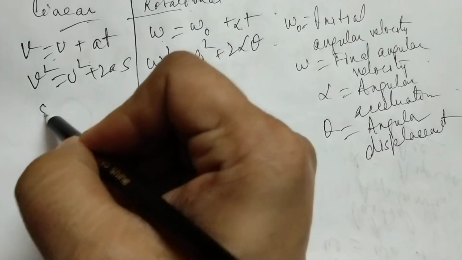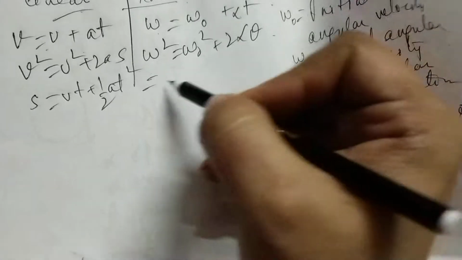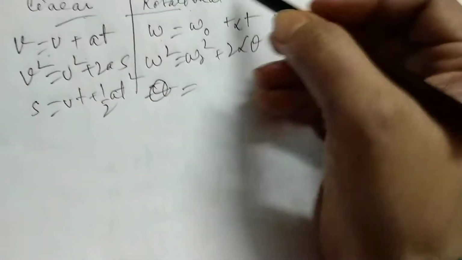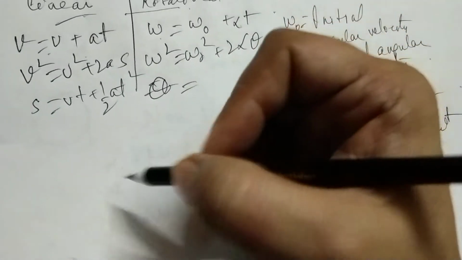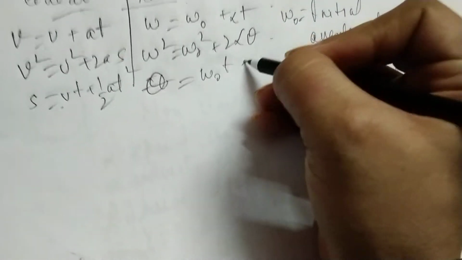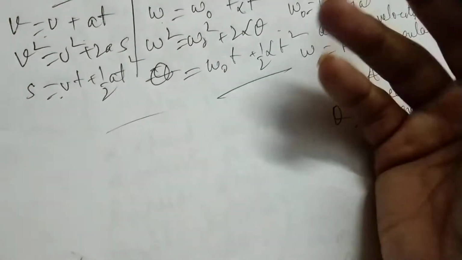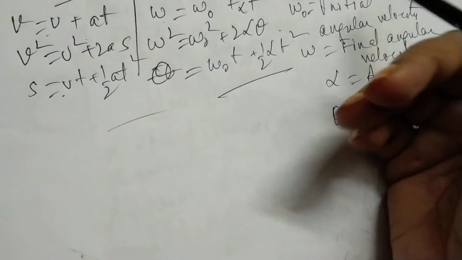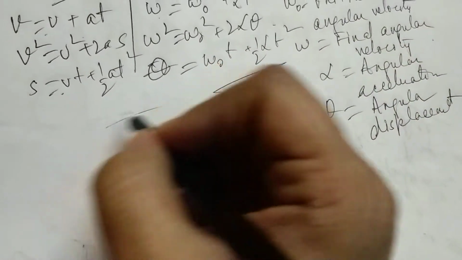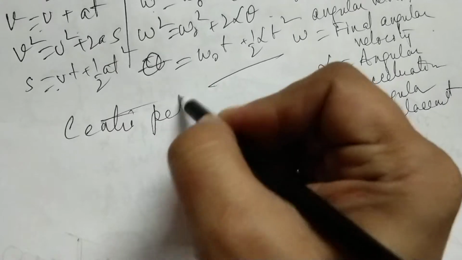We have S is equal to UT plus half AT square, and we can easily write it as theta is equal to omega naught T plus half alpha T square. Generally, when we do the rotational chapter, we take all of this into account. These are the major formulas for how we transform from the linear to the rotational one. Today we will talk about one more thing, the centripetal acceleration.